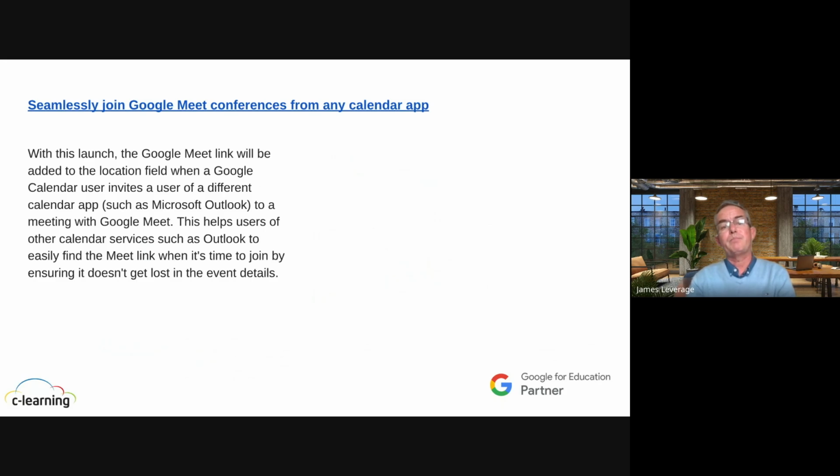But this is basically, if you're interacting between two different partners, and say I send out a Google Meet link and the other person's using Outlook, guess what? Now it works seamlessly. It'll go into their Outlook calendar service and they'll get the Google Meet directly in there.